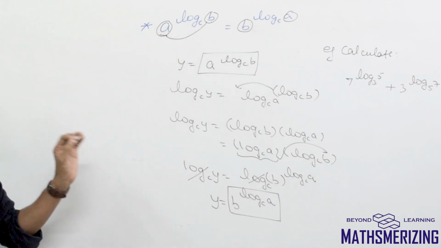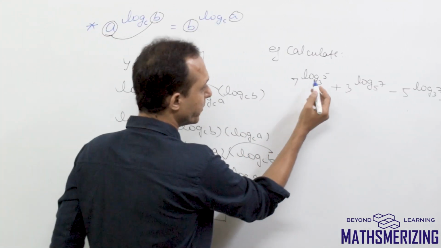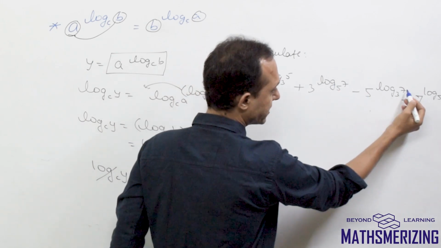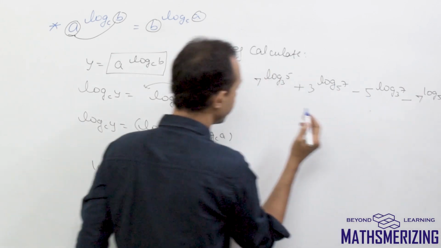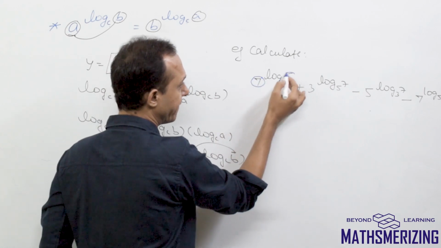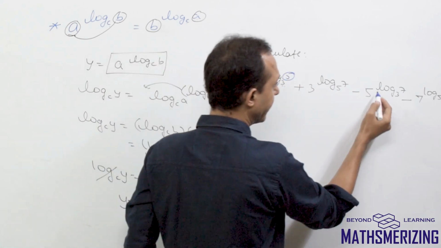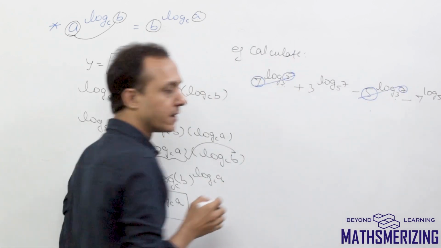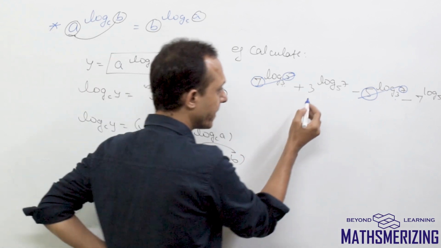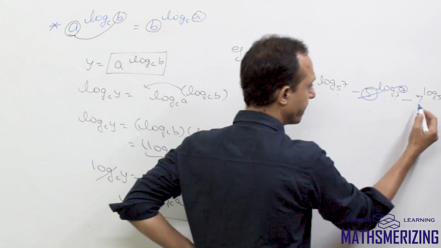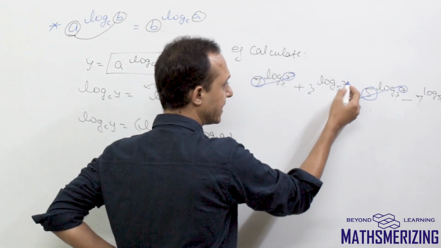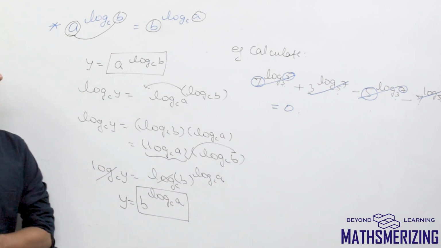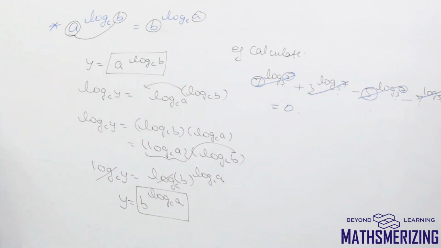So let us take up an example. The question is 7 to the power log 5 base 3, 3 to the power log 7 base 5, minus 5 to the power log 7 base 3, and minus 7 to the power log 3 base 5. Now when I interchange 7 and 5 to the base 3, I'll get 5 and 7 to the base 3 and with a minus sign, so that means the first and third expressions will cancel. In the same way, 3 and 7 to the base 5, 7 and 3 to the base 5, with a minus sign, will also get cancelled. So the answer to this question will be simply 0. So this is how we use this property.